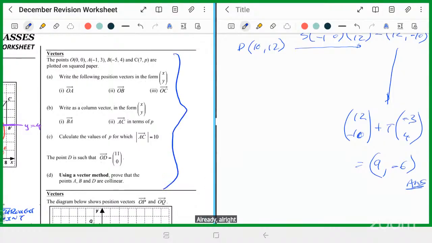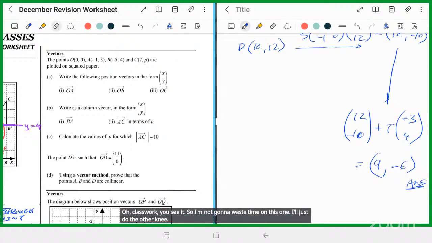Alright, the next question is this one, but we did this one in the class already. So I'm not going to do that one today. I did that one as a classwork in this topic, vectors, and I also did it in one of those revision classes. If you look back in the group after the vectors classwork, you'll see it. So I'm not going to waste time on this one. I'll just do it the other day. You can go and do it again.